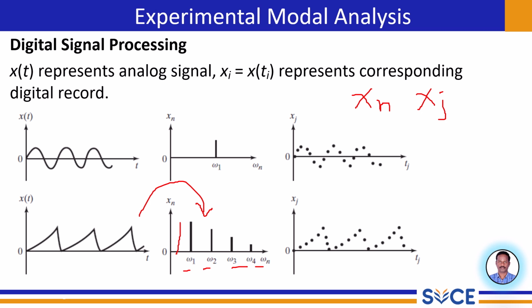To summarize, we are essentially taking continuous analog signals from our transducers and converting them into a series of discrete values. We then use digital signal processing techniques, particularly the fast Fourier transform analyzer, to analyze the frequency content of these digital records. This allows us to identify the natural frequencies and other modal parameters of the structure from the frequency spectra that we obtained.